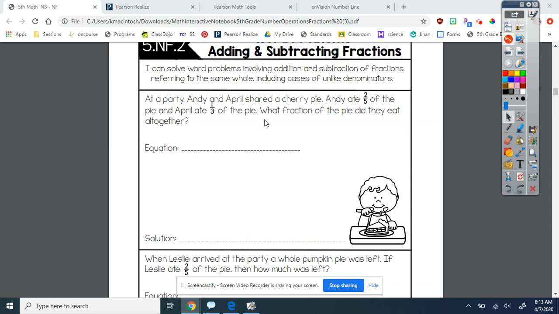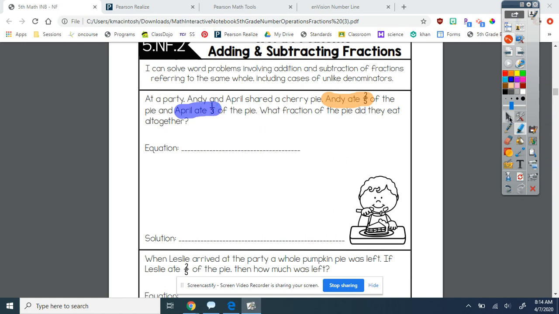Example 1, at a party. Andy and April shared a cherry pie. Andy ate 2/5 of the pie, and April ate 1/3 of the pie. What fraction of the pie did they eat all together? I'm going to pick out my important parts here. Andy eating 2/5 of the pie is definitely important. And April eating 1/3 of the pie is important.